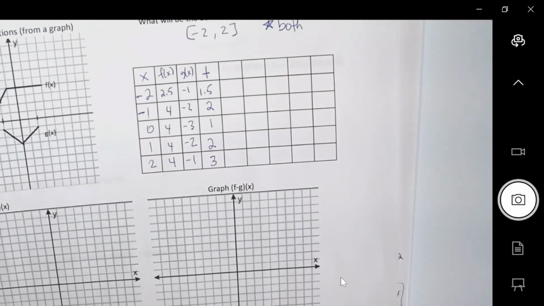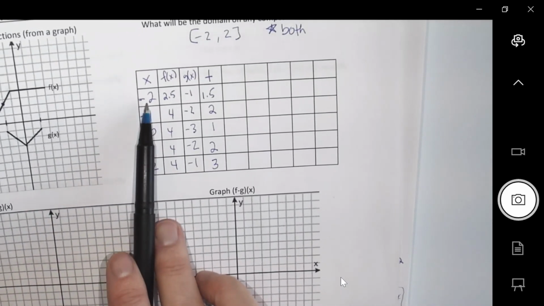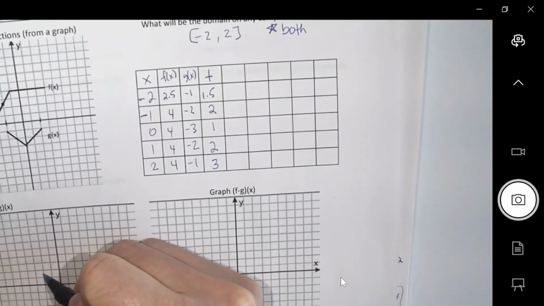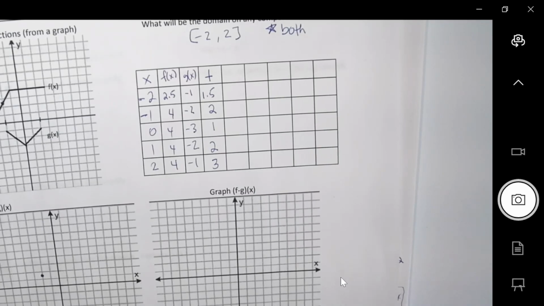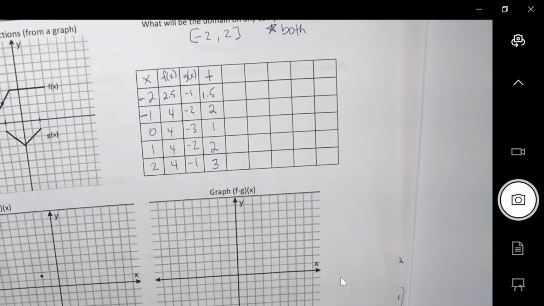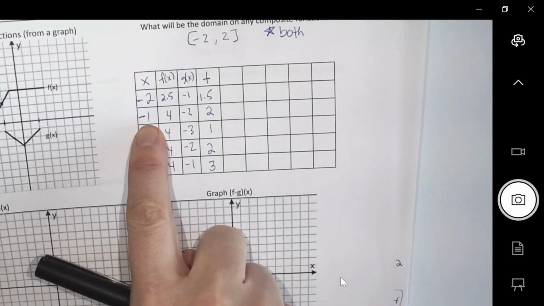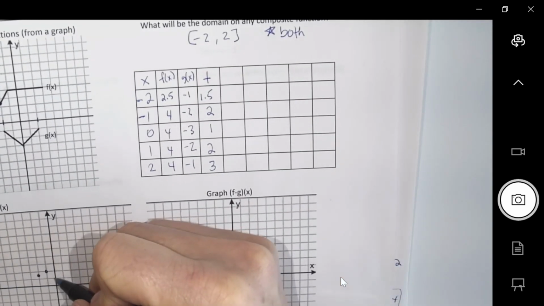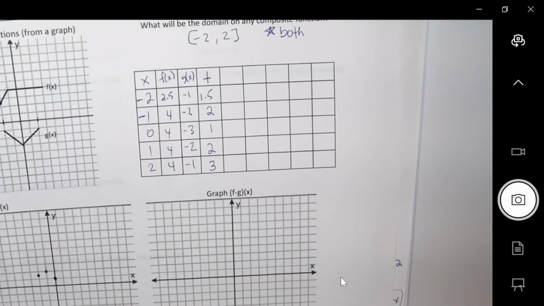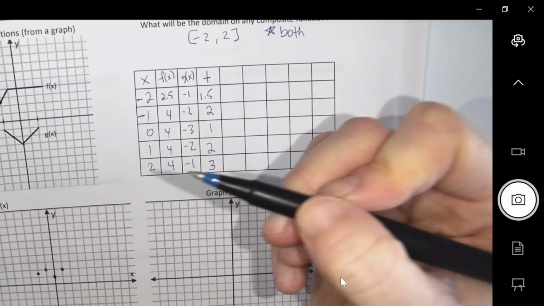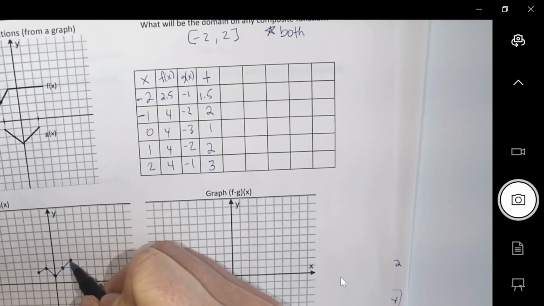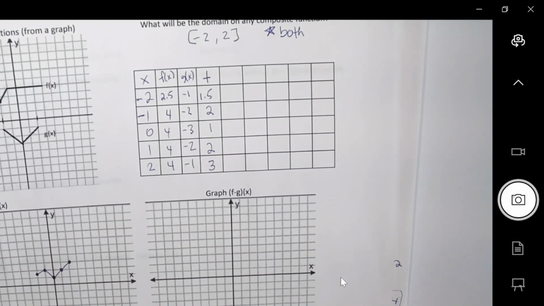Okay, so now I'm going to graph that. The coordinate is going to be like this: -2, 1.5. So that's my first coordinate. Then my second coordinate is going to be -1, 2. 0, 1, 1, 2, and 2, 3. And that's it.